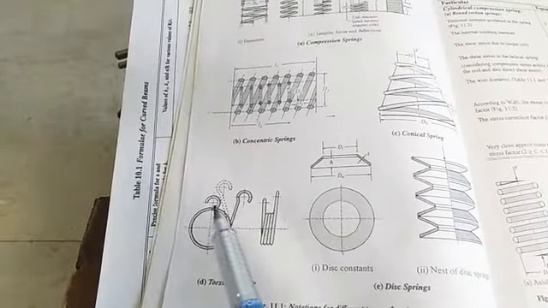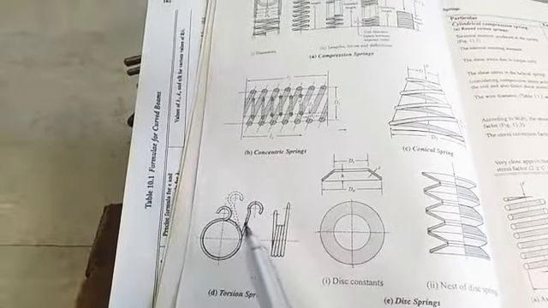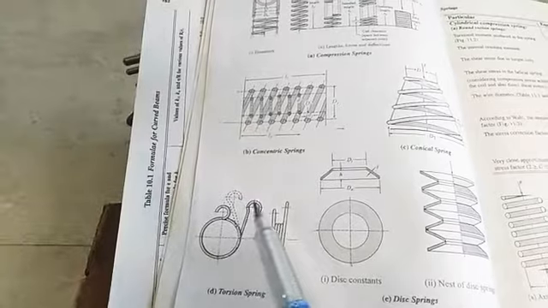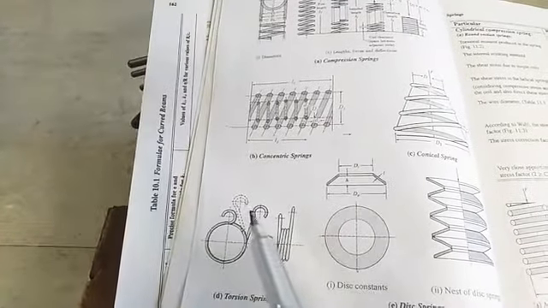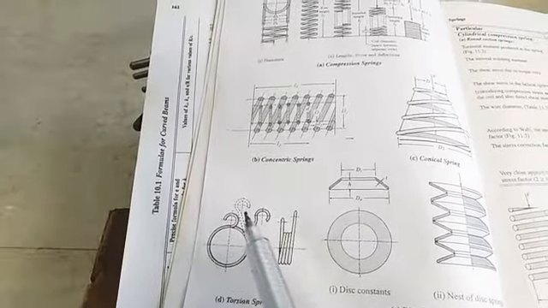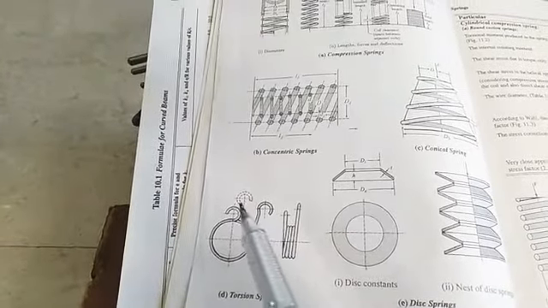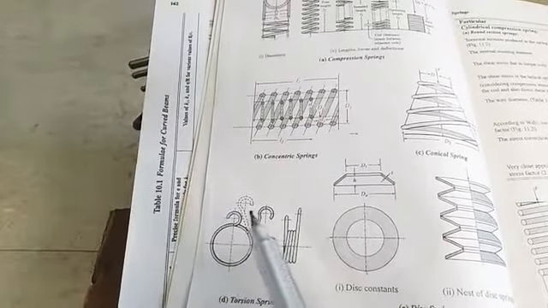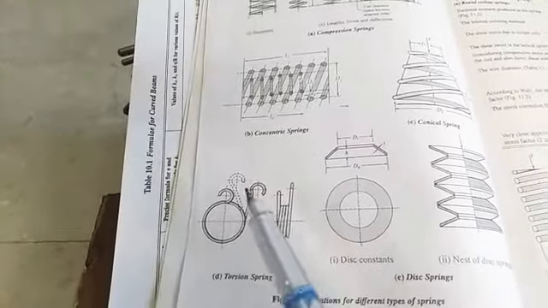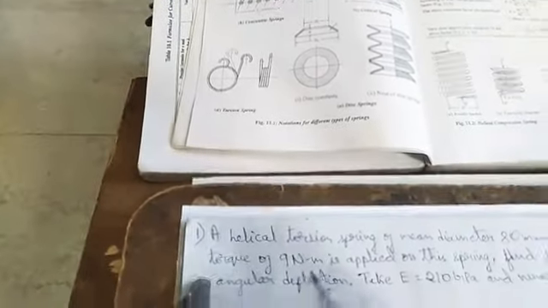That is, one end of the spring is fixed and the other end of the spring is twisted, and here we have shown the dotted line. So this end is twisted till here. If we twist this end till here, there will be some energy stored inside the spring, and if we release this, the stored energy will bounce back and the spring comes back to its initial position. So like that, this torsion spring works. Now we shall solve a problem based on torsion springs.